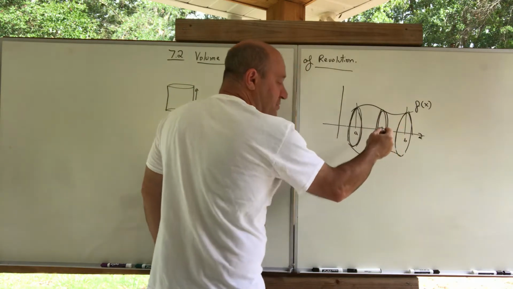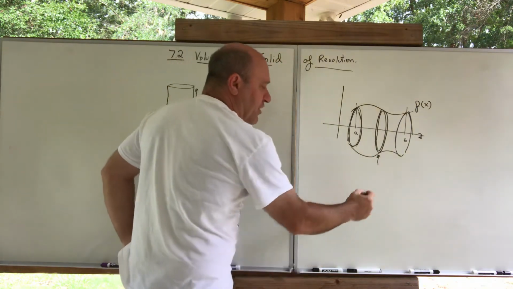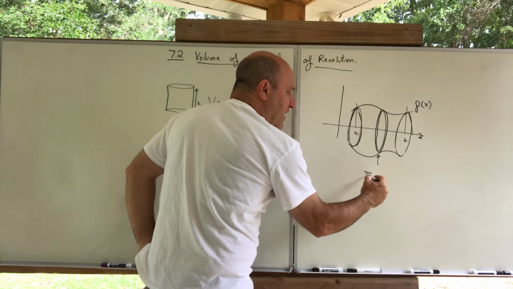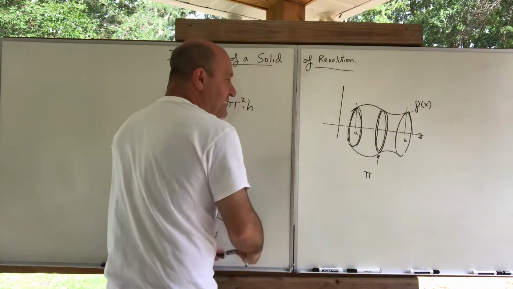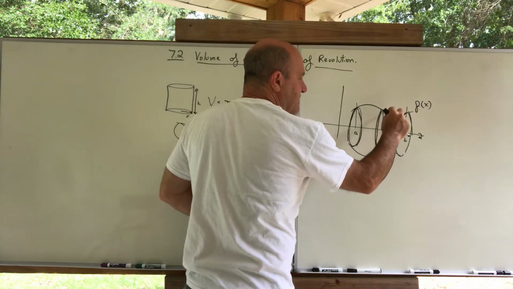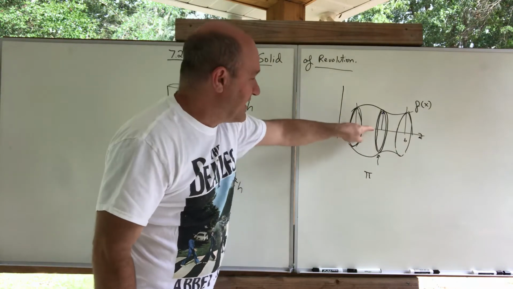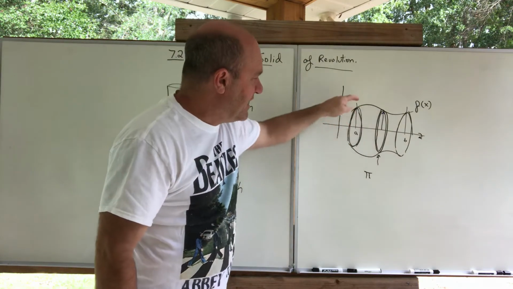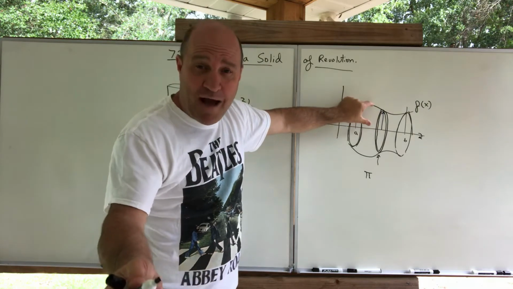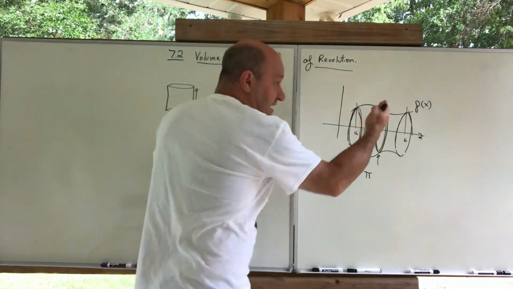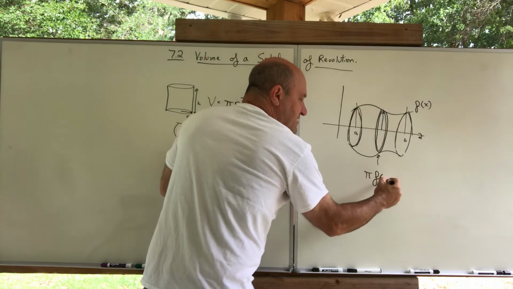And to get the volume of that thin little disk, this one particular disk, I'm going to do pi r squared. Now what's r? The radius of the disk is this. That's the radius of my disk. And what is that? From the x-axis up, it hits the function. It's that y value when you hit the function. So it's pi, and it's the function squared.